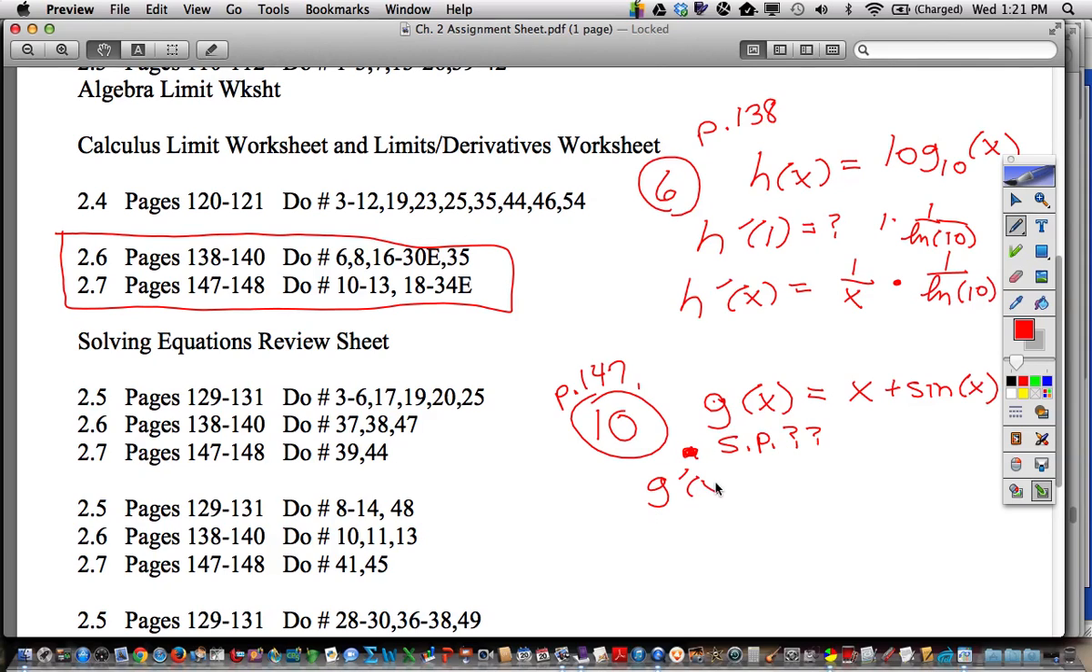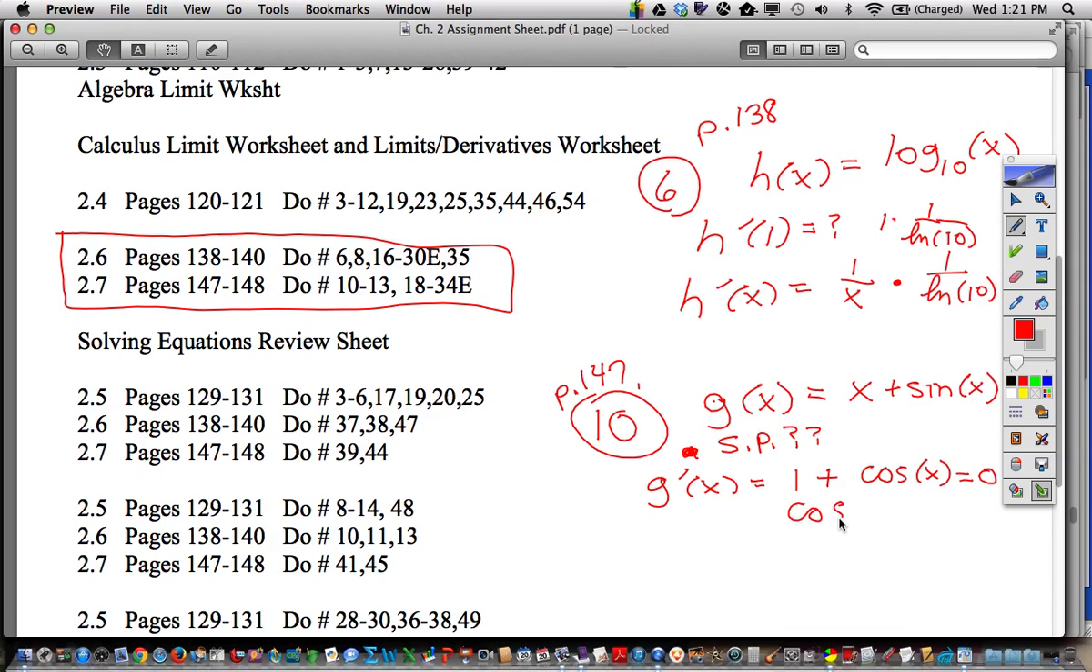Notice how this is just like what we did on the quiz yesterday, just like we did in the earlier section, except we have a trig function that we know how to deal with. So G prime would be what? 1 plus, I think, right? Derivative of sine is cosine, positive. And then equals 0, right? We would have 1 plus cosine x equals 0.